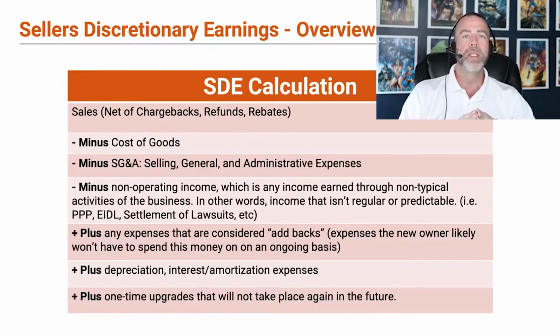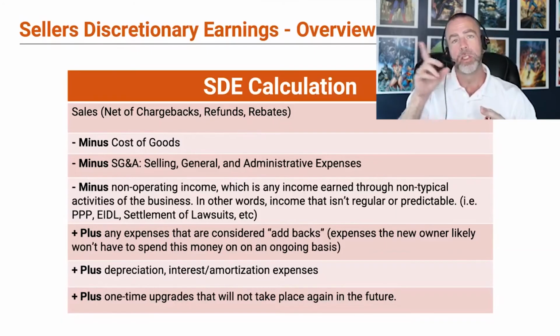On the B2B side of things, if you've got some one-time upgrades like a call center or some other staffing, potentially you're headhunting or you paid a recruiter for staffing somebody, sometimes those we can get put back in there. And that's it. That's how we calculate the seller's discretionary earnings. Stick around. I'm going to go through a couple of examples in the subsequent videos.